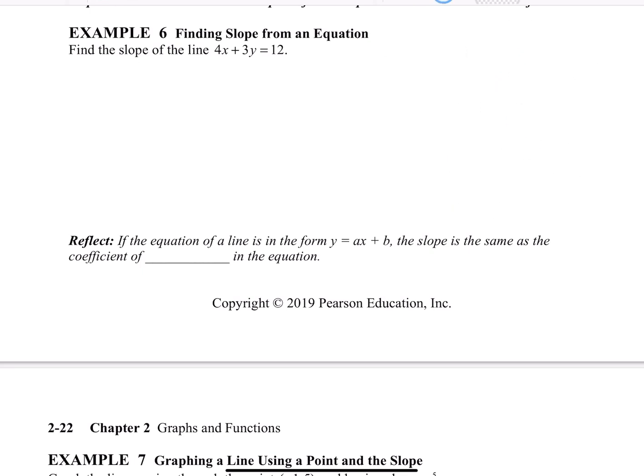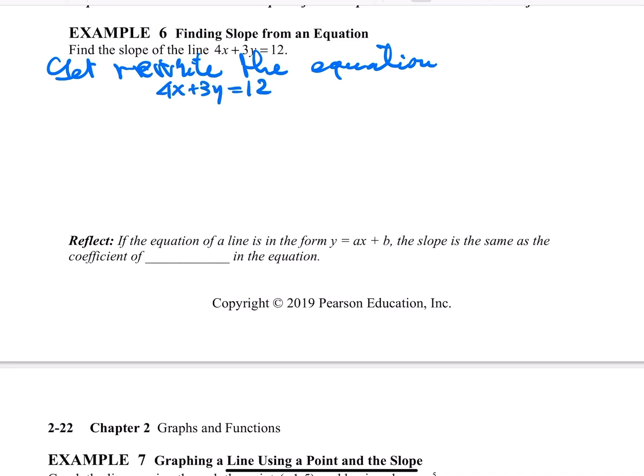You have to change it here. Let's rewrite the equation. If you have to rewrite the equation, you have 4x plus 3y is equal to 12. Then 3y is equal to 12. You can move this one outside. You have a -4x plus 12. Okay? And then you can divide both sides by 3.